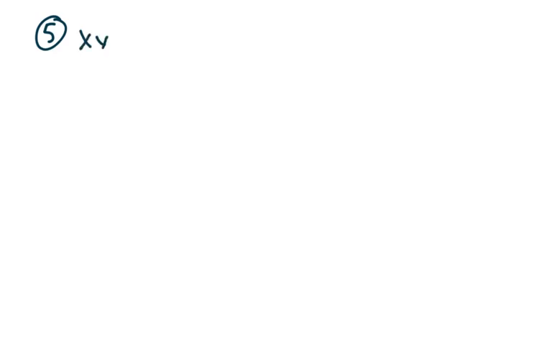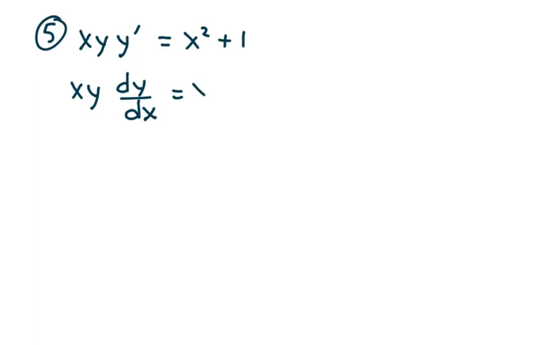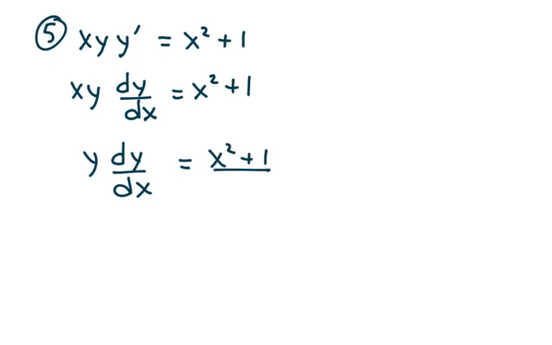Suppose x times y prime equals x squared plus 1. So x times dy/dx is equal to x squared plus 1. And what I want to do first is divide both sides by x. And so dy/dx is equal to x squared plus 1 divided by x.